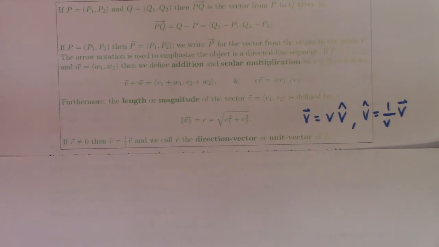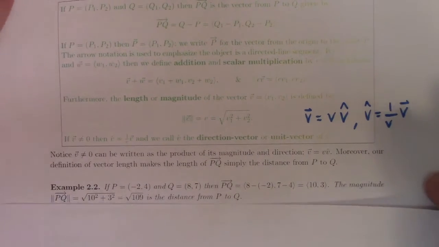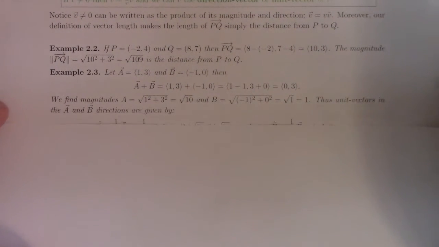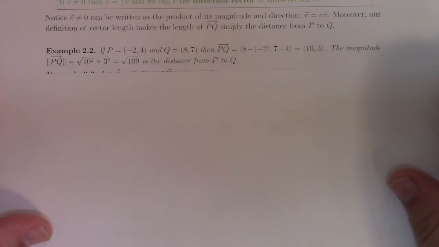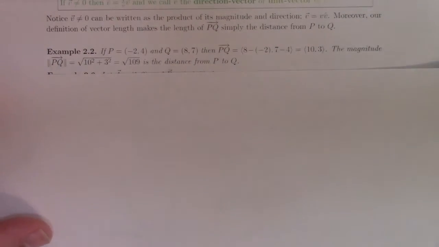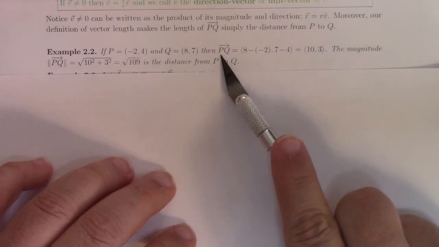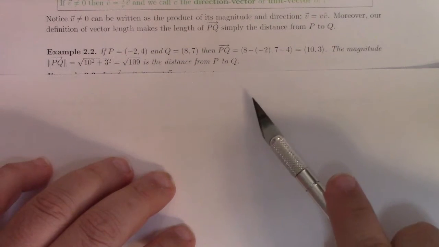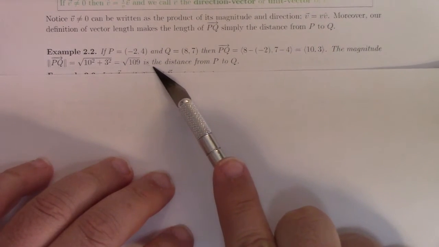All right, now, I think I've added some examples down here. So if we have point P (-2, 4) and point Q (8, 7), then for PQ we do 8 minus -2 and 7 minus 4 to get the components of the vector, which is the directed line segment from P to Q, and it has components 10 and 3. The magnitude of that vector is the square root of 109, and that's also, of course, the distance from P to Q.